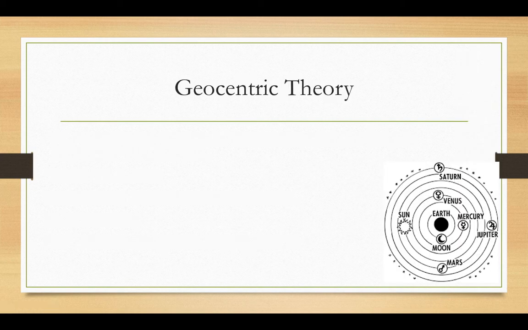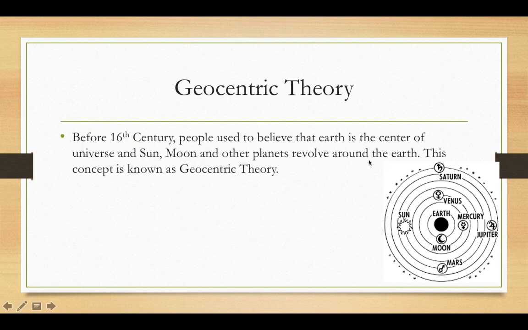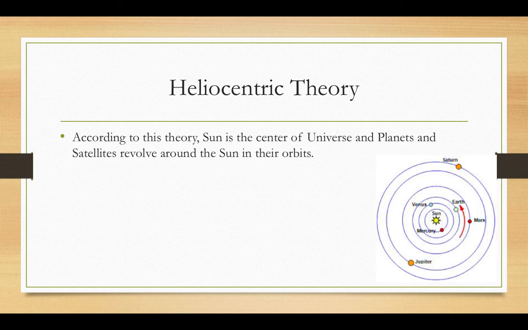Now let's go to geocentric theory. Before 16th century, people used to believe that Earth is the center of the universe, and along with the sun, all the planets, all the satellites revolve around the Earth. This concept is known as geocentric theory. But later on, a new theory was developed known as heliocentric theory, and according to this theory, sun is the center of universe, and around the sun all the planets and satellites revolve.